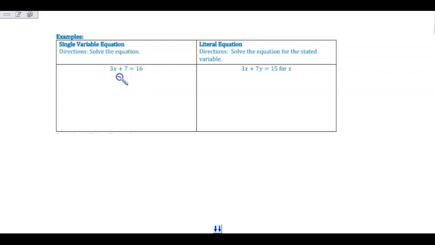So just like normal, I would subtract the 7 to get rid of the 7. And that would be 9 equals 3x. And then because the 3 and the x are being multiplied, I'm going to divide by 3. And x is going to give me 3. These steps that we've done are going to be very similar to what we do when we have more than one variable.